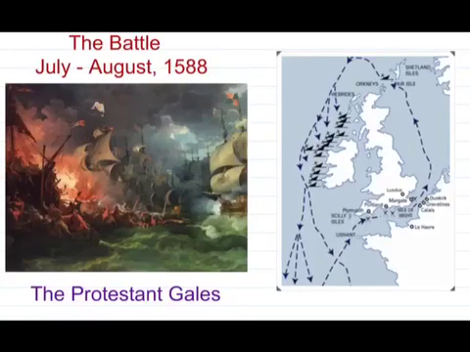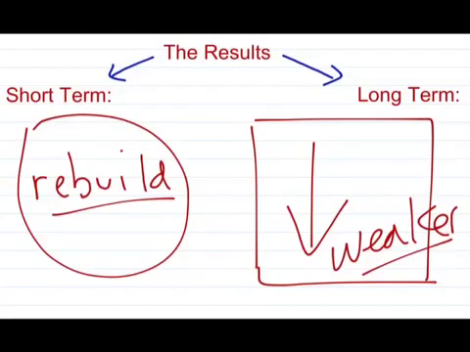If you remember correctly, they had about 130 ships to begin with, the Spanish did. Only about 65 ever made it back to Spain again, so they got home. Everyone else was either lost in battle or because of the Protestant Gales. So who won? Who came out on top? Well, Britain did, as you can well imagine.